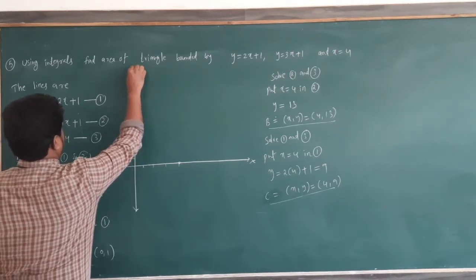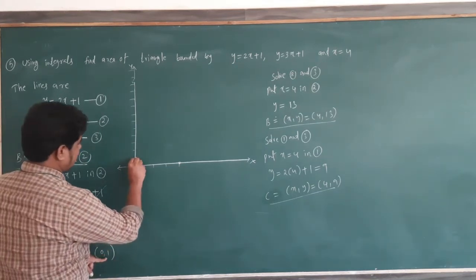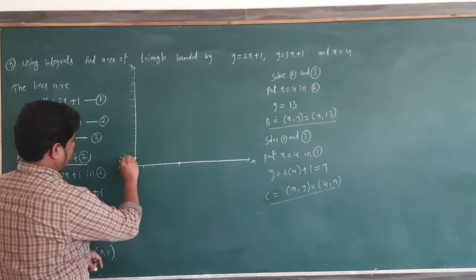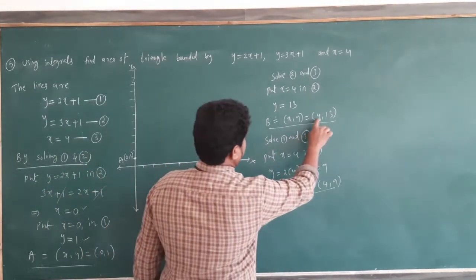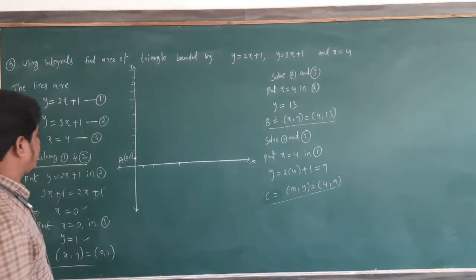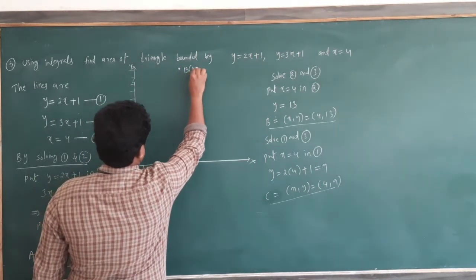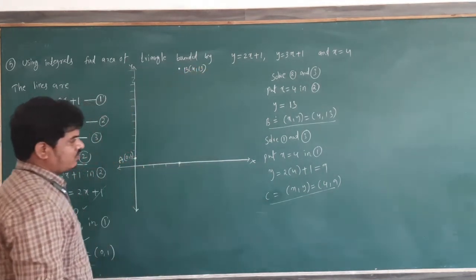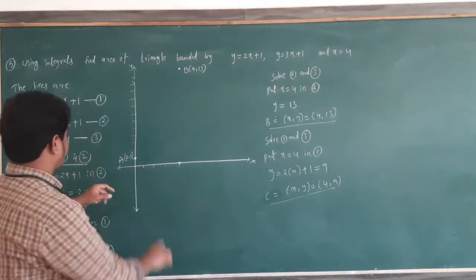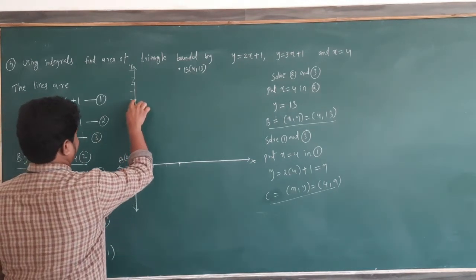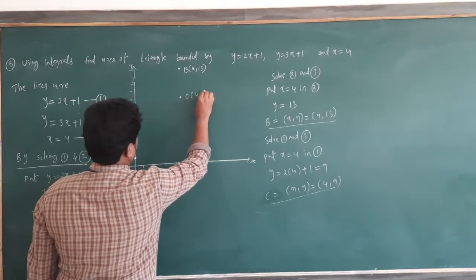On the y-axis, point A is (0, 1). Next, point B. What is point B? That is (4, 13). Already you know this. (4, 13) means it comes here. It is the point B. Next, where is C, (4, 9)? C is (4, 9). 1, 2, 3, up to 9. It is the point C, (4, 9).